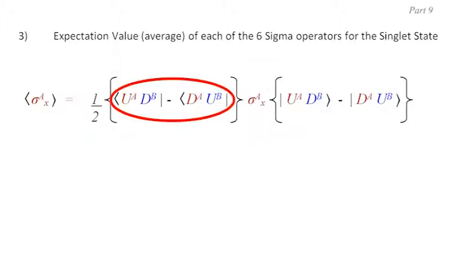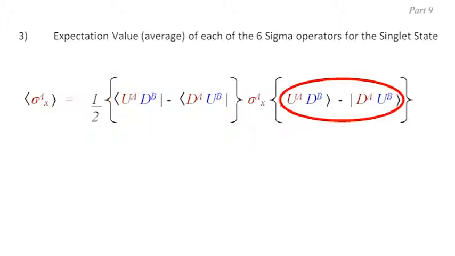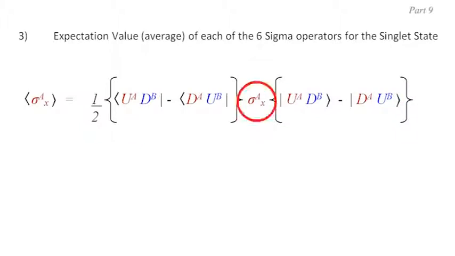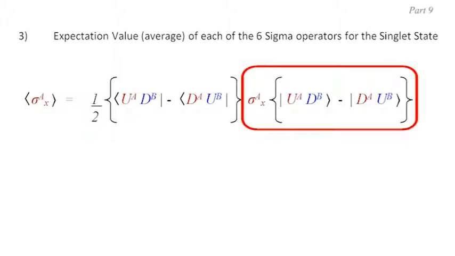We have the bra version of the singlet state, up, down, minus, down, up, and the ket version of the singlet state, up, down, minus, down, up, and we are taking the expectation value of sigma AX. If you remember, the first thing we need to do is to evaluate the action of the operator sigma AX on the ket vector.